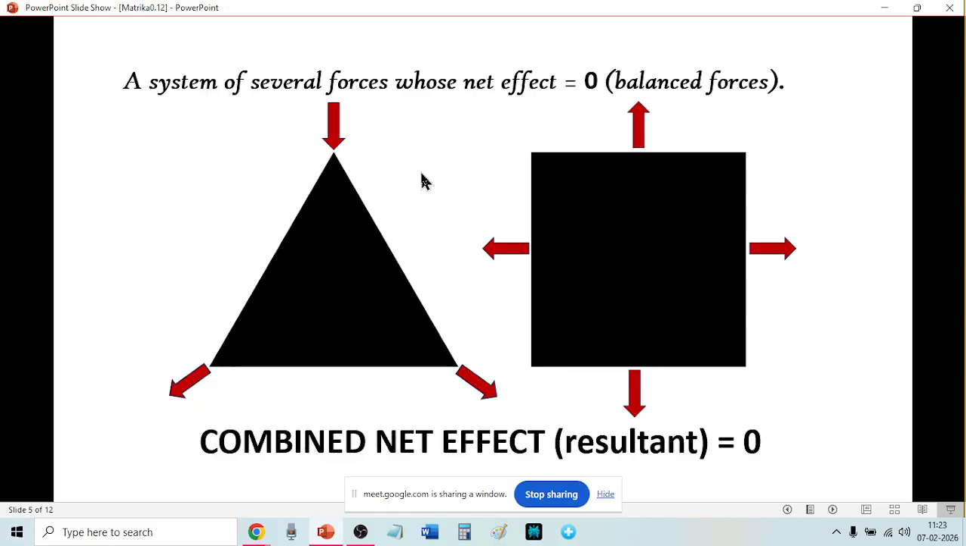So not only two forces, you can have 3 or 4 or 5 or 6 forces. They are balanced and their total effect is 0. The resultant is 0.